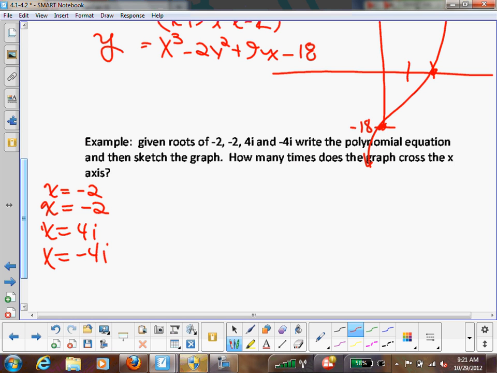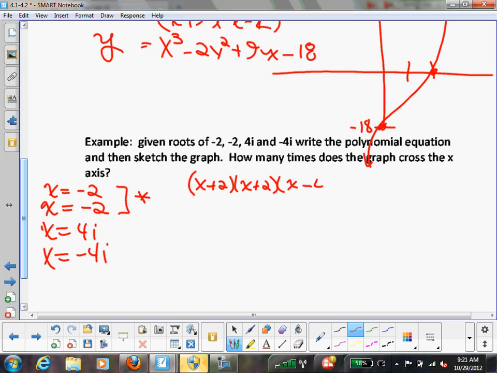Now, you need to be careful and notice that these repeat. All right. So that means I have x plus 2, and x plus 2, and x minus 4i, and x plus 4i. That's my factored form that gave me those roots, yes? Okay. These are conjugates, right? So the middle term drops out, yes? So if you can jump to this without doing all the work, do it. This is x squared minus 16i squared.